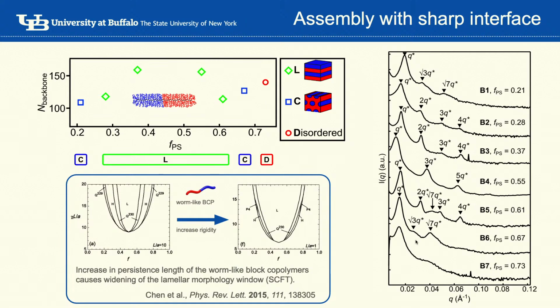So what I was going to say here is that this wide window of lamella phase is consistent with theoretical predictions. If you look at the phase diagram, there's computational theoretical work saying that for a block copolymer with increasing rigidity, the lamella phase widens. And this is what we observe. So this is solely due to the fact that these are rigid molecules.